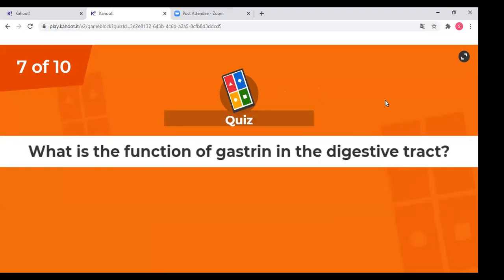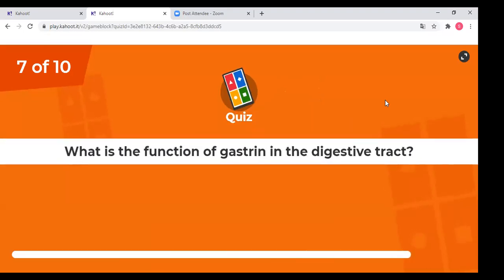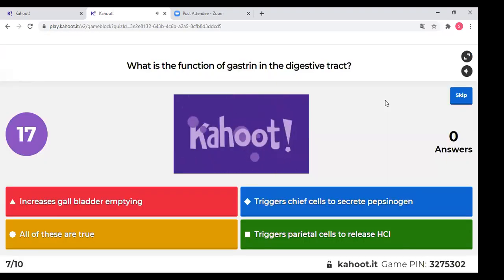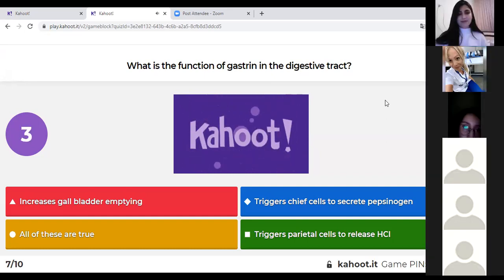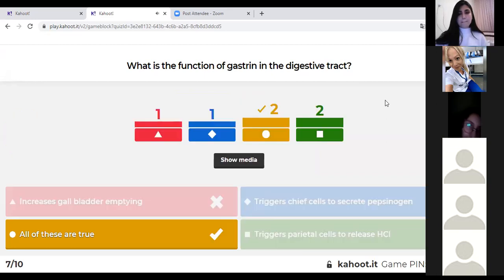What is the function of gastrin in the digestive tract? Increases gallbladder emptying, triggers chief cells that secrete pepsinogen, all of these are true, triggers parietal cells that release HCl. The true answer is all of these are true.